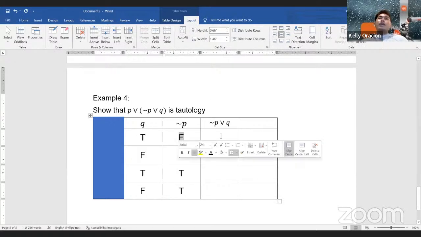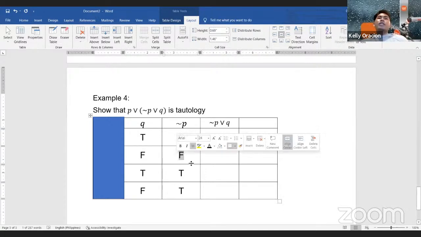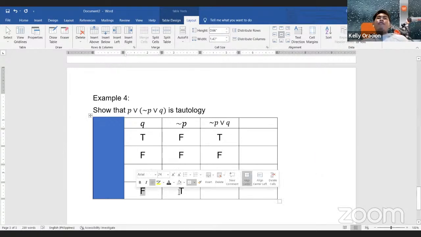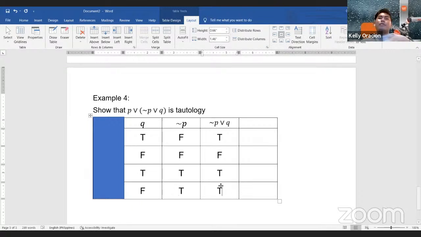True, false, the answer is true. False, false, makita natin, false. True, true, sagot, true. False, true, the answer is true.